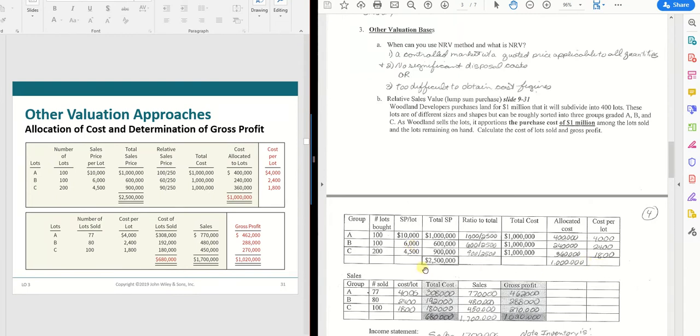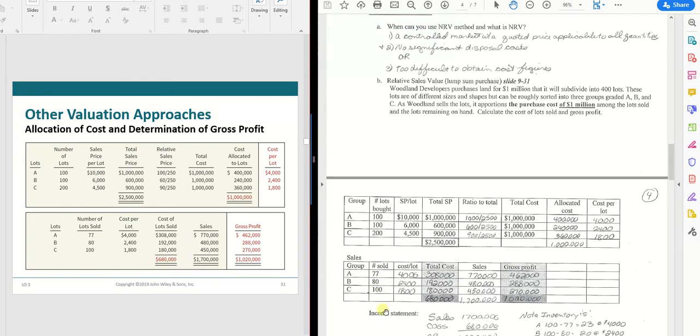So next year, let's say I sell 77 of the A, 80 of the B and 100 of the C. So my cost per lot just comes straight down here. So my total cost is 77 times 4,000 is 308. Do the same process there. My selling price is 77 times 10,000, so 770,000. 80 times 6,000. So this is my selling price. These are my costs. So this is my gross profit on it.